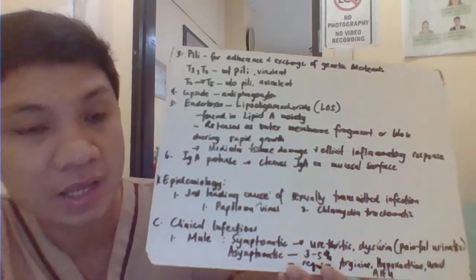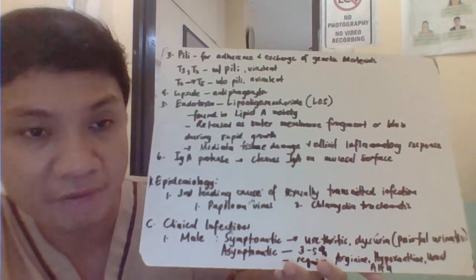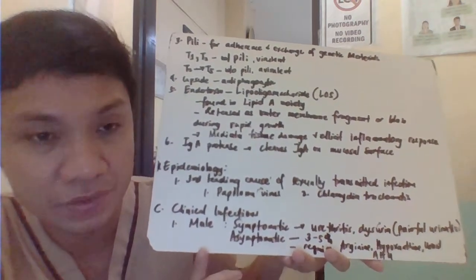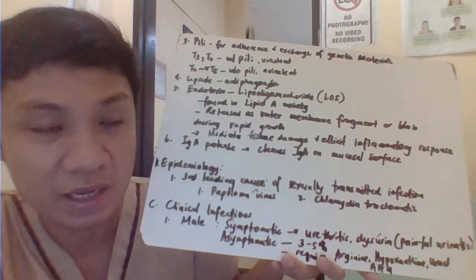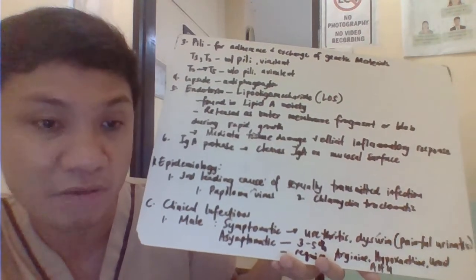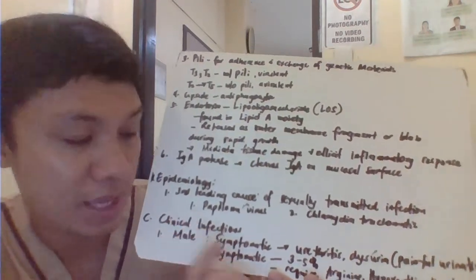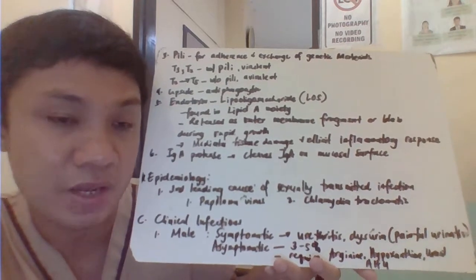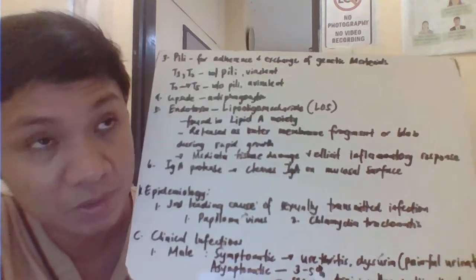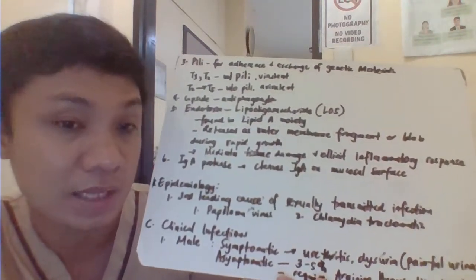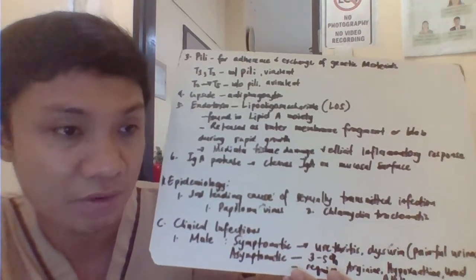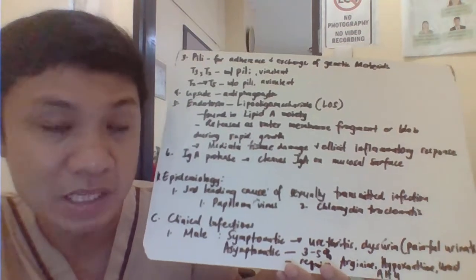Another one is the IgA protease. They try to cleave or damage our IgA antibody. Okay, now the epidemiology. Neisseria gonorrhoeae is considered one of the leading causes of sexually transmitted infection. The first is a virus, the human papilloma virus, followed by the bacterium Chlamydia trachomatis. Third overall, but second in terms of bacteria after Chlamydia trachomatis, is the infection caused by Neisseria gonorrhoeae. So again, it causes sexually transmitted infection.